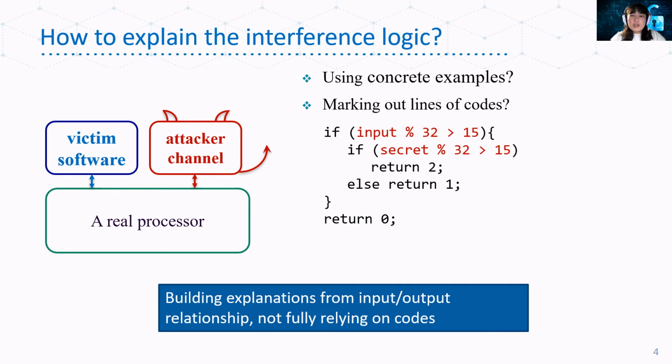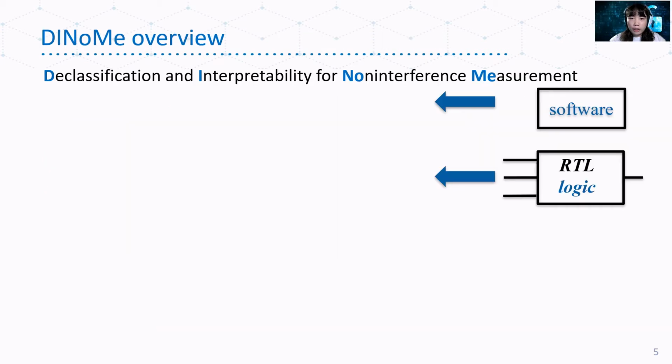To solve this issue, we propose an approach to explain the interference via an interpretable model, not relying on how the code is written. To support the quantitative and interpretable measurement, we implement a framework called DINoMe to evaluate software-hardware combined information linkage and test its effectiveness using some small software workloads running on an open-source RISC-V processor.